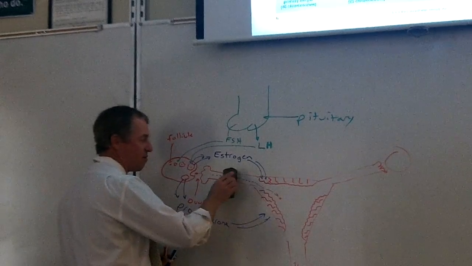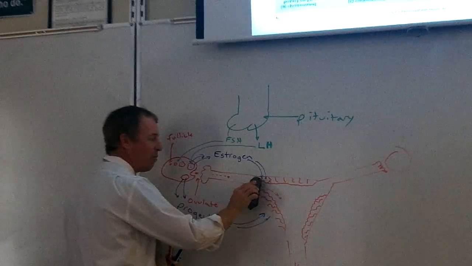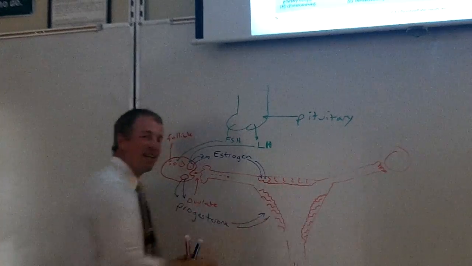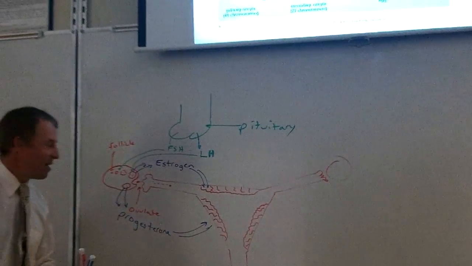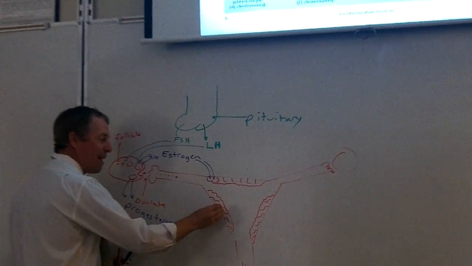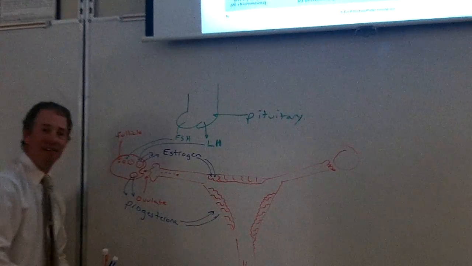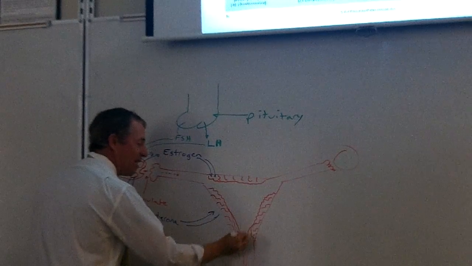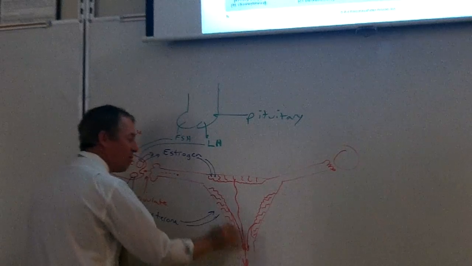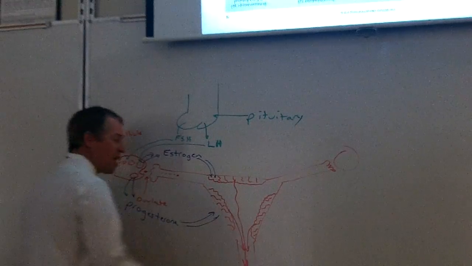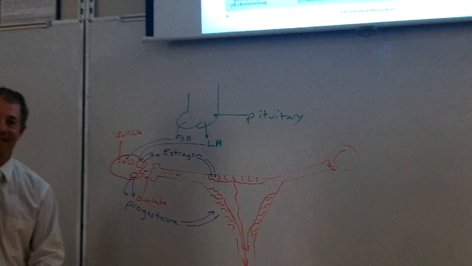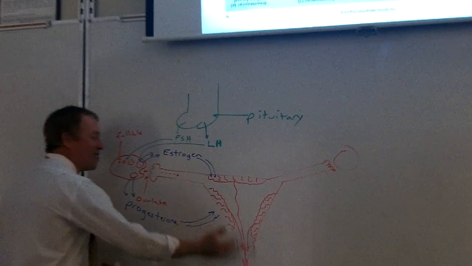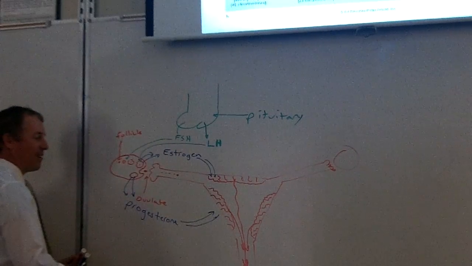Then this egg will have died and won't come down here. And it doesn't implant in the walls. And if it doesn't implant in the walls, these walls are going to break down. And all of these walls will break down, and all the material, blood and cells, rush out of the vagina, and that's your period. And after your period, the whole thing starts over.